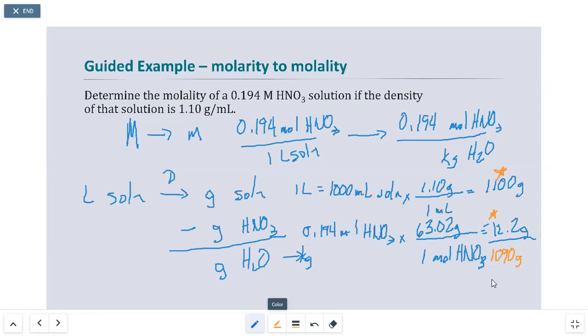So 1,090 grams is 1.09 kilograms. So if I put that in the denominator of the fraction, 0.194 divided by 1.09, the 3 significant figures would be 0.178 molal nitric acid, HNO3.